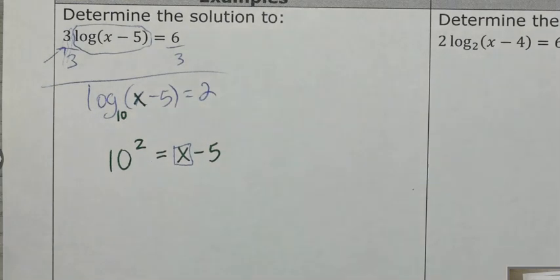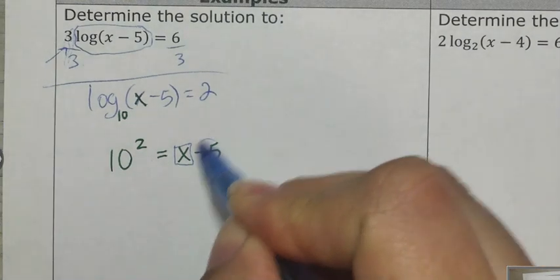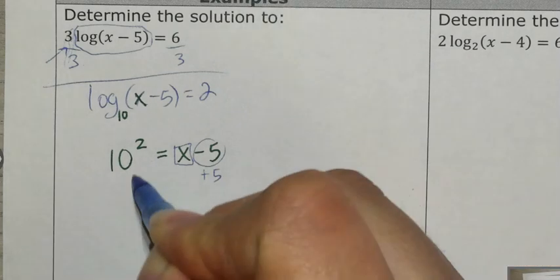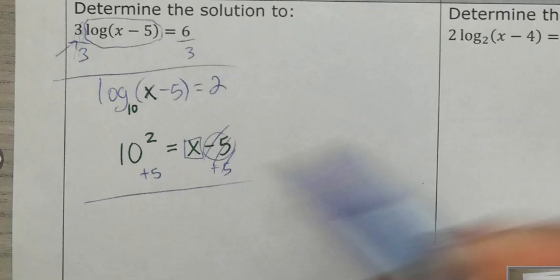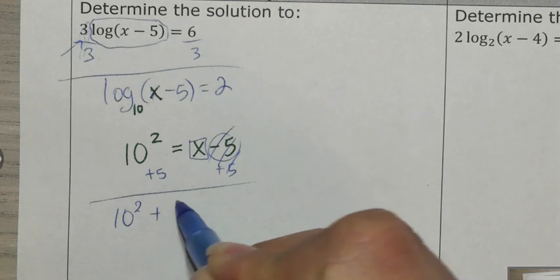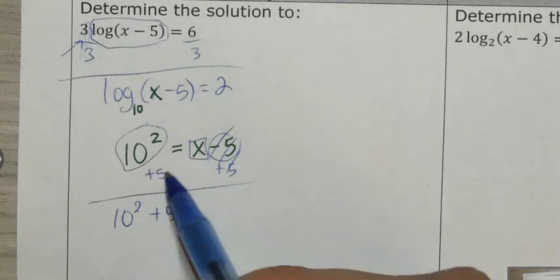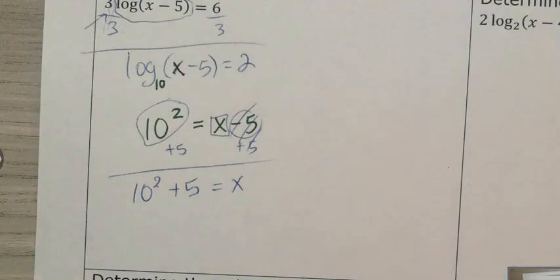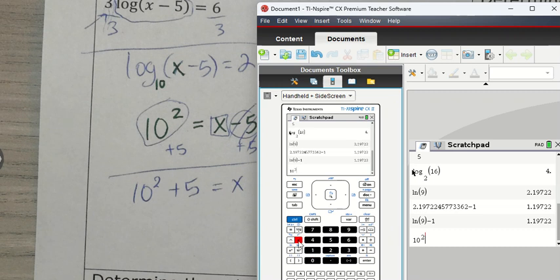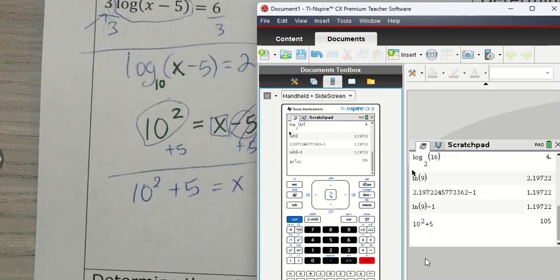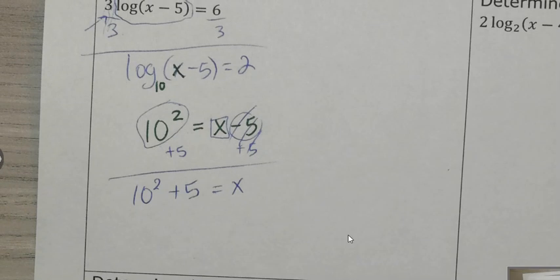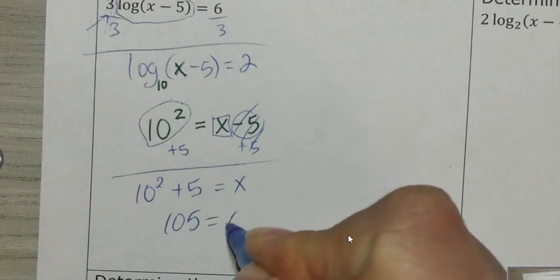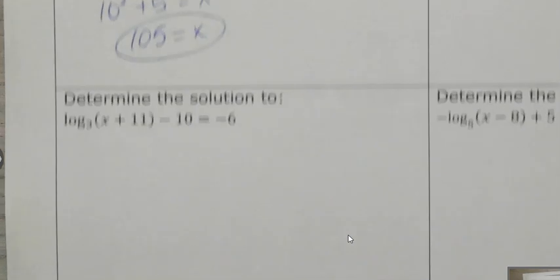That minus 5 next to the x needs to be canceled. So to cancel minus 5, we're going to add 5. And we have 10 to the second power plus 5. So again, this stays together. We don't add these 2 together. And this should give us our x value. So 10 squared plus 5, if you have a calculator, you will just type that together. 10 squared plus 5, and then that's 105. So 105 equals x. Let's try another.